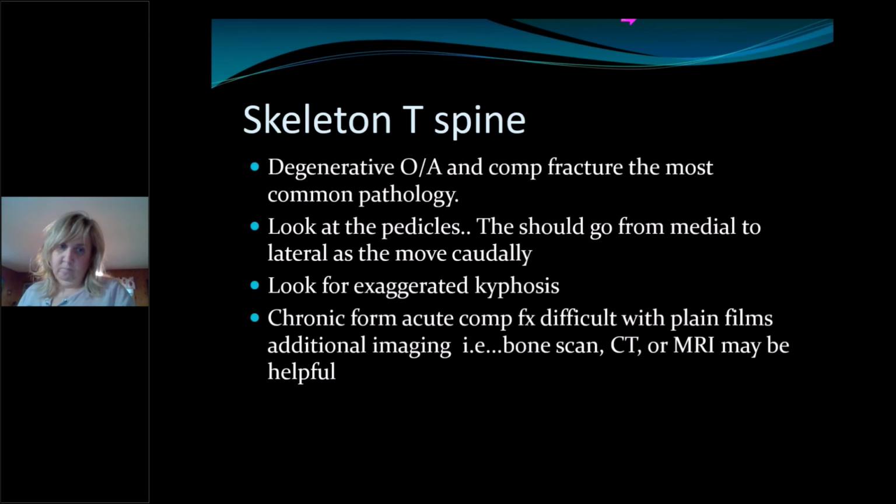Thoracic spine, probably compression fracture is the most common thing that we think about. Yes, we see kyphosis and dowager humps and things like that. And we'll talk a little bit more about using advanced imaging later this afternoon.